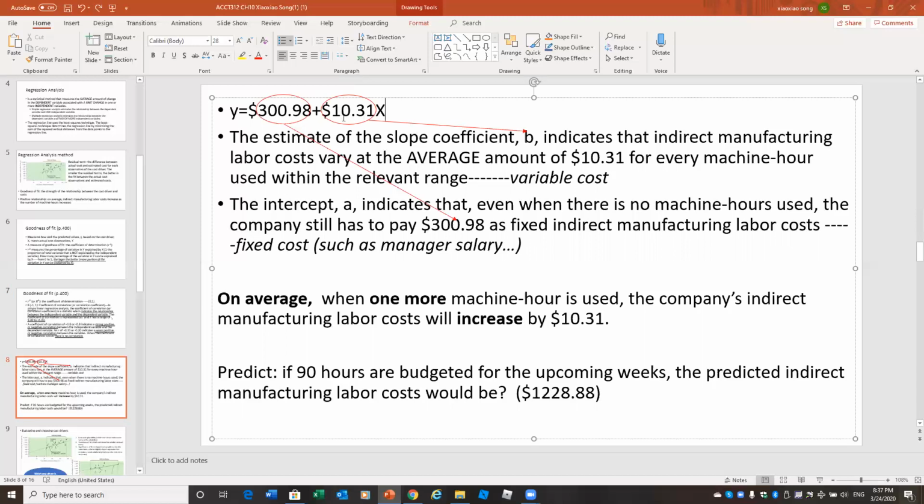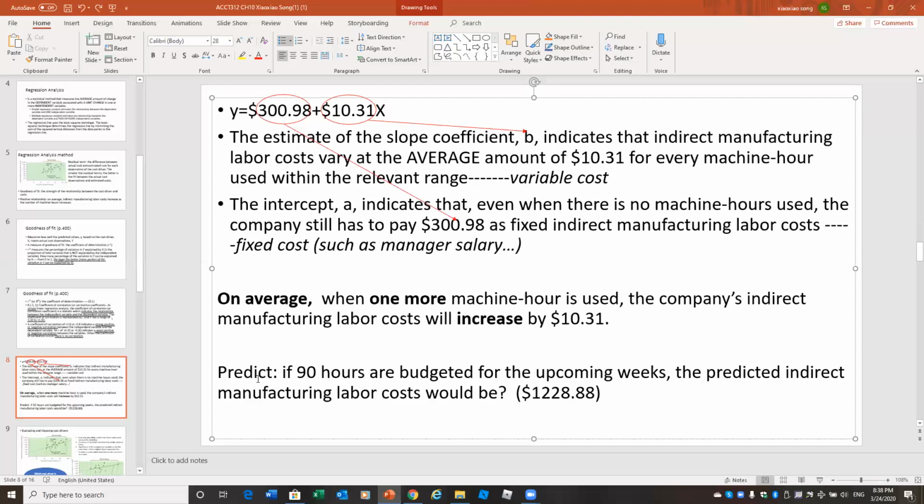It doesn't mean that when I go to your hotel as a customer, your bill next month will increase by exactly 10.31. It means that on average, over 10 years, your predicted utility bill will increase by 10.31 if you have one more extra customer coming. The textbook also said the average amount will be increased by 10.31 for an extra 1 machine hour. This is how we interpret our coefficient.